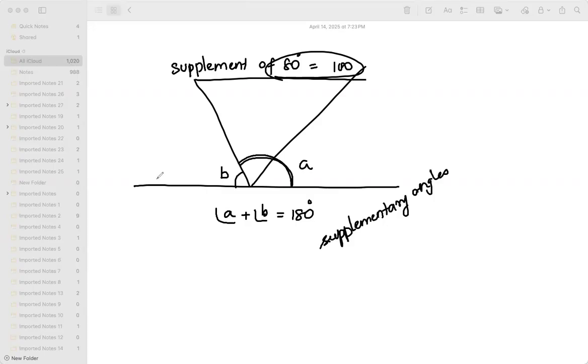70. Good job, 70. I understand how you understand. That's okay, that's why I'm asking. What is the supplement of 60? 120. Good job. Now, let's say I have two angles like this.